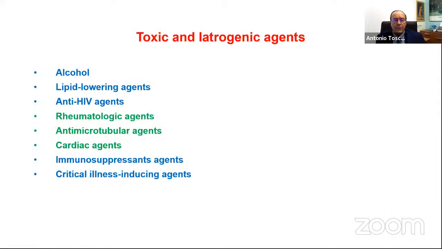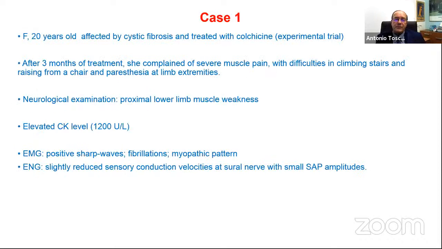And here, a group of different agents. So I would like to start by showing you a case of a female, 20 years old, who has been treated with an experimental trial with colchicine because she was affected by cystic fibrosis. After 3 months of treatment, she started to complain of myalgia, difficulty in climbing stairs and raising from a chair, and paresthesia at limb extremities.